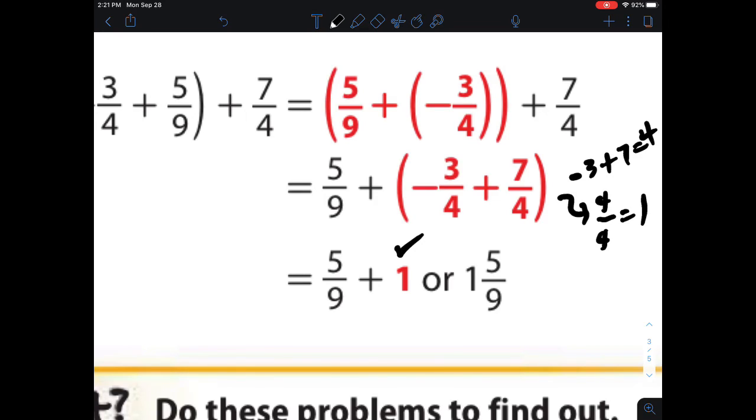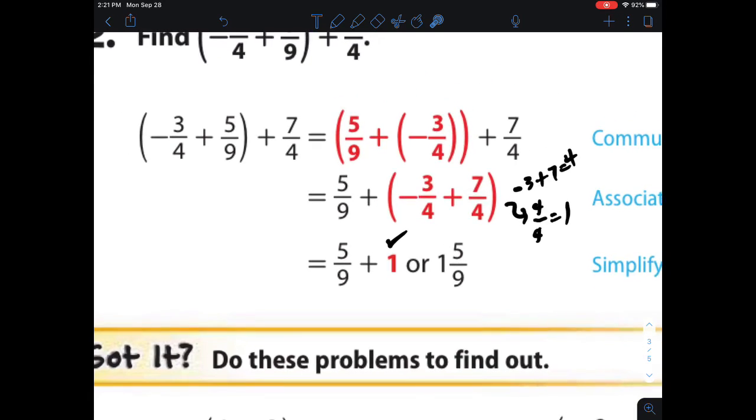So after you add the two fractions with the same denominator and come up with 1, all you need to do is simply add 1 plus 5 over 9. 1 plus 5 over 9 is the same as 1 and 5/9. And you're actually done.